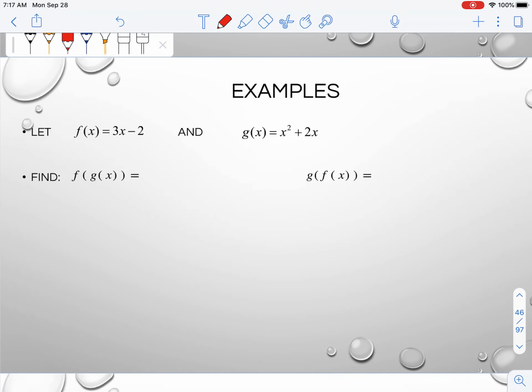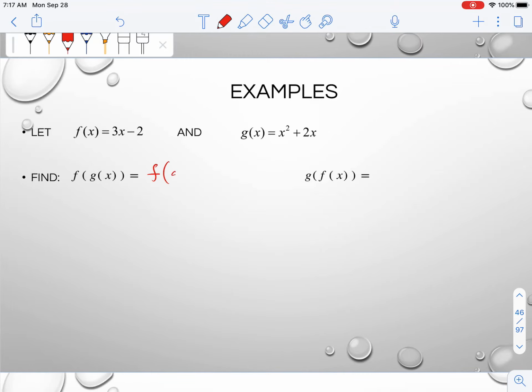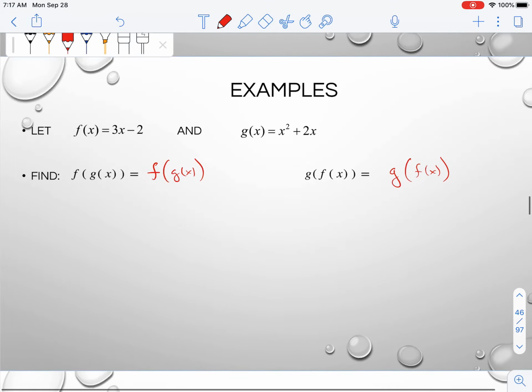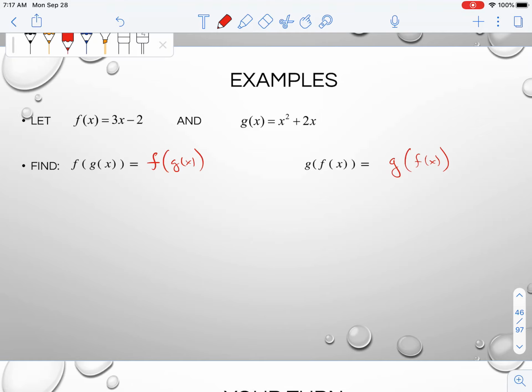So we're going to test it out. So here I've got f of g of x, and I've got g of f of x. So I want to find the actual composition of functions. So here we're going to have f composed of g of x, and then in the second we're going to have g composed of f of x. So f composed of g of x. I'm going to show the actual substitution here in 2 steps.